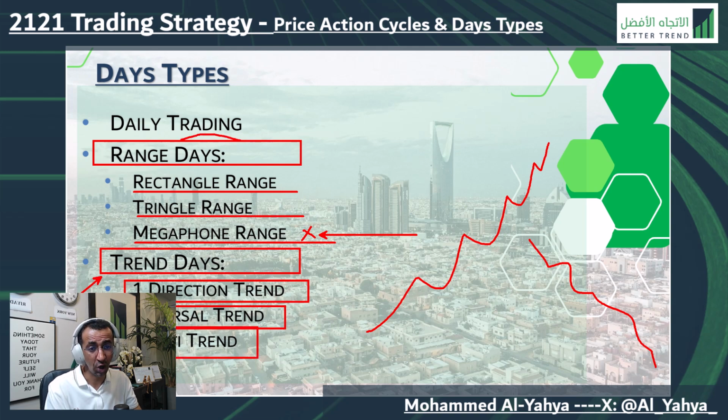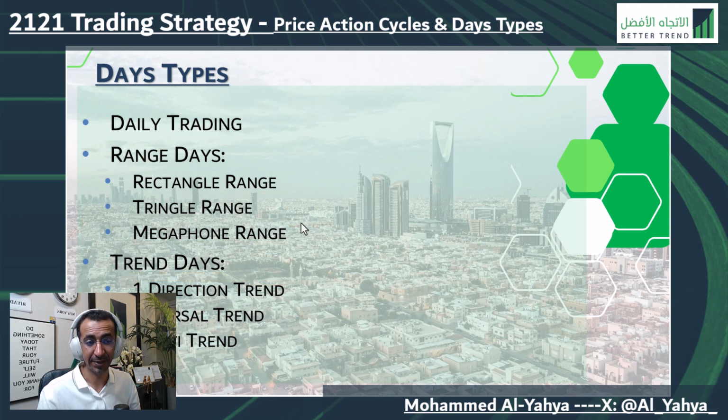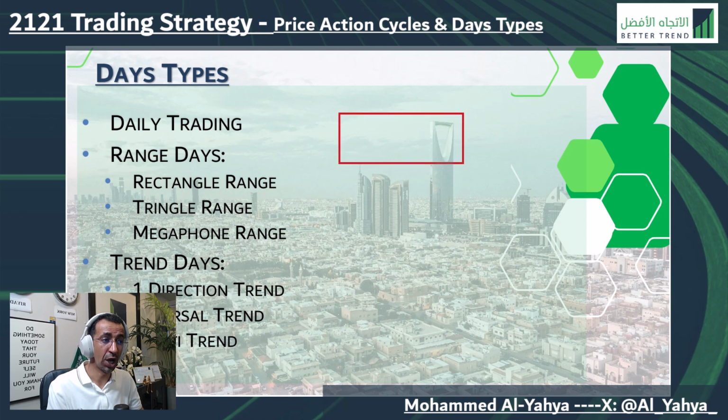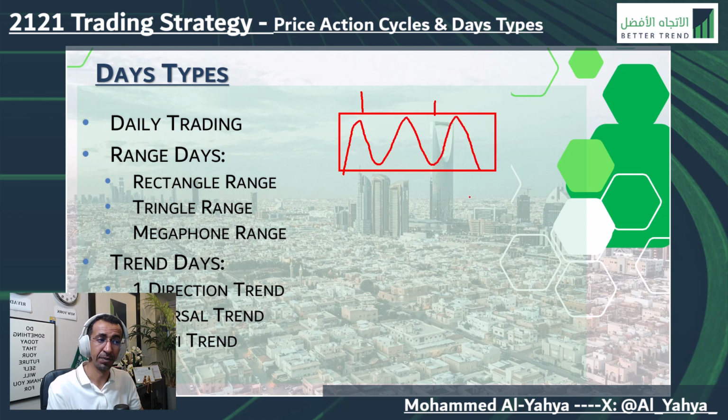First of all, let's talk about the range days. Range days could be double top, double bottom, which is a rectangle. The market goes higher, lower, higher, lower, higher, lower. So that's a typical rectangle range day.